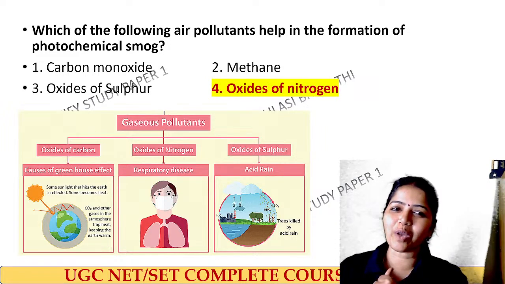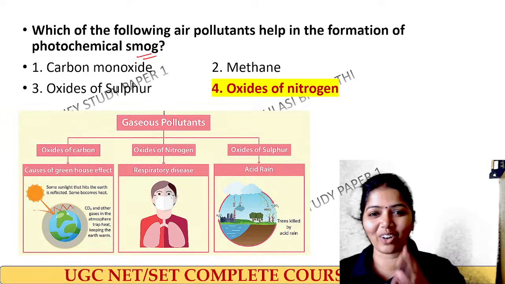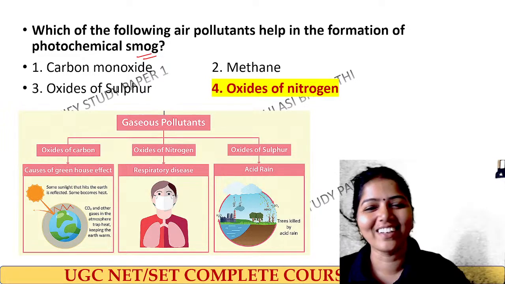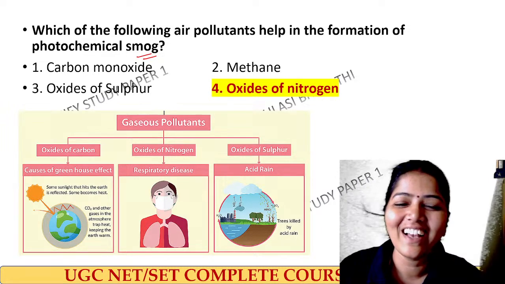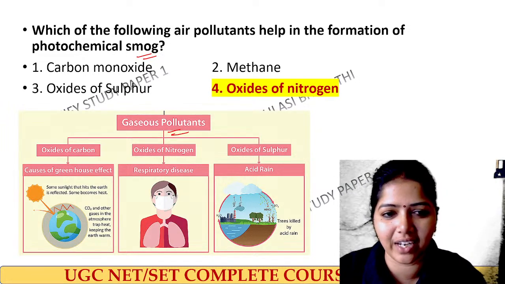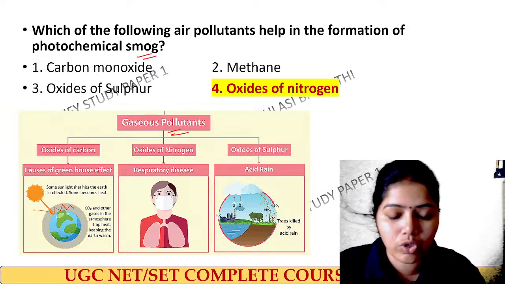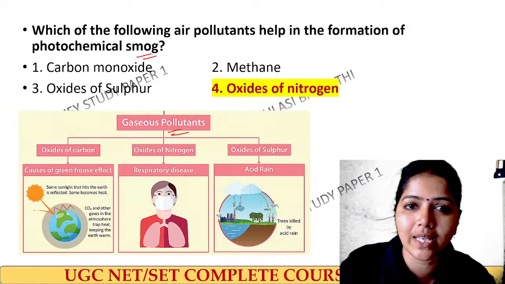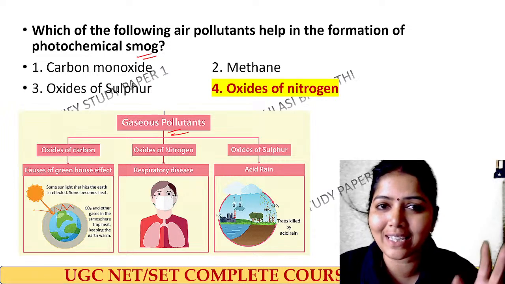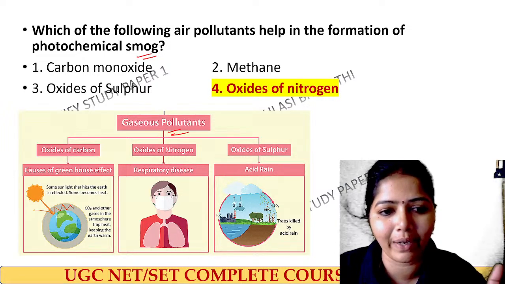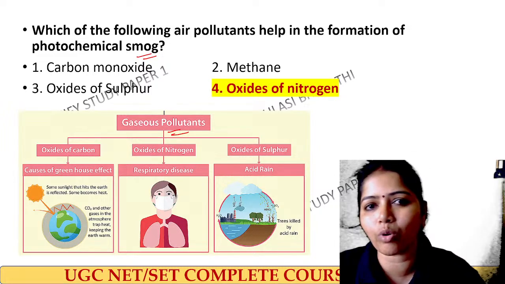Okay, so photochemical smog is because of, see, whenever. So gaseous pollutants are there: oxides of carbon, oxides of nitrogen, oxides of sulfur. Oxides of carbon cause the greenhouse effect. As carbon is emitted, more carbon dioxide will be there, and a heat trap will form. So that is the cause with oxides of carbon, carbon monoxide and all those things.